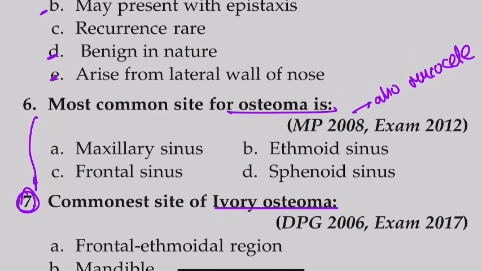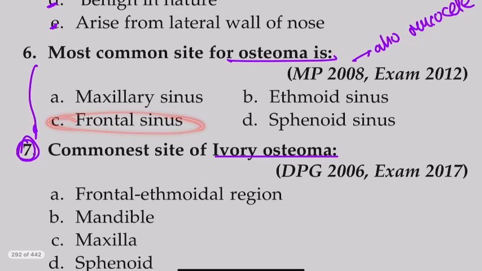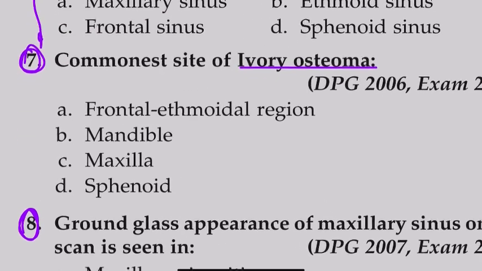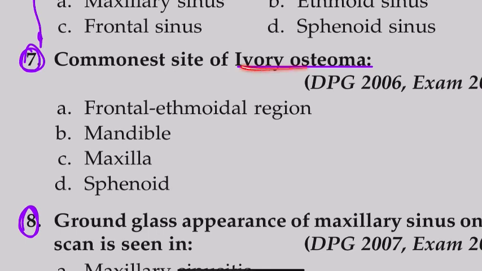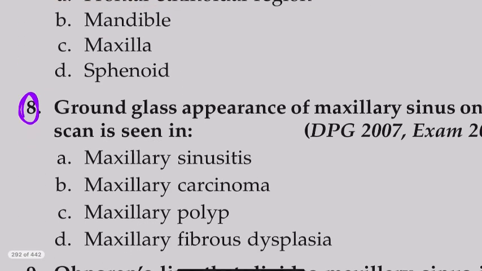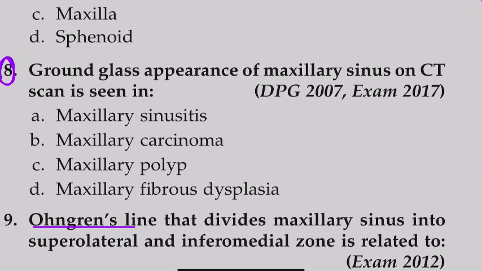The most common site for osteoma. Now what is osteoma? It is the most common tumor of the paranasal sinuses. It is mainly seen in the frontal sinus. So frontal sinus is the right answer. Commonest site of osteoma is what? The frontoethmoidal region.